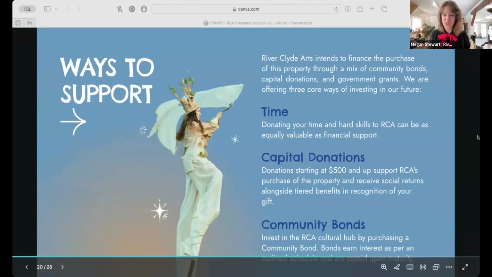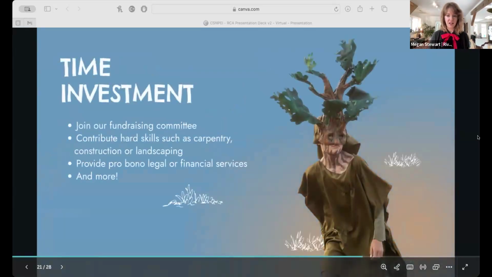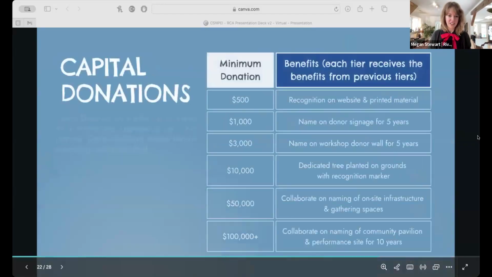The other way is that you can donate to our capital campaign, which would be a non-repayable financial contribution that offers tax receipt and recognition benefits. And then there's the community bond campaign, which invites supporters to purchase interest-earning bonds that will be paid back at maturity according to a predetermined schedule. So time investments, fundraising committee, carpentry, pro bono legal work, that kind of thing.